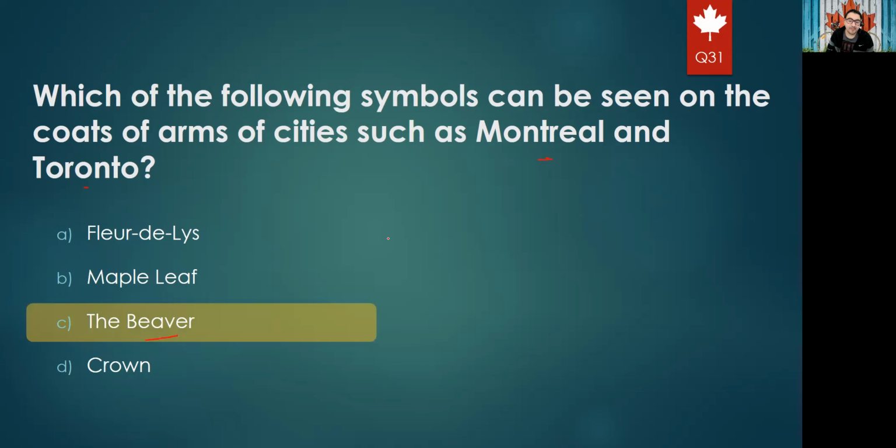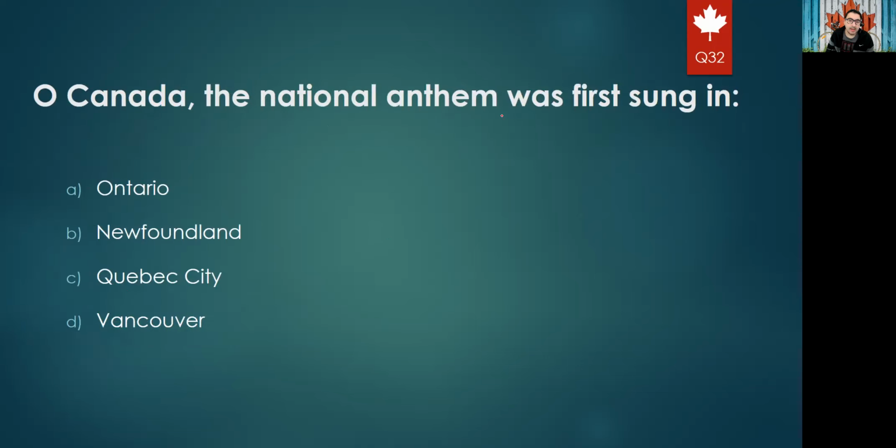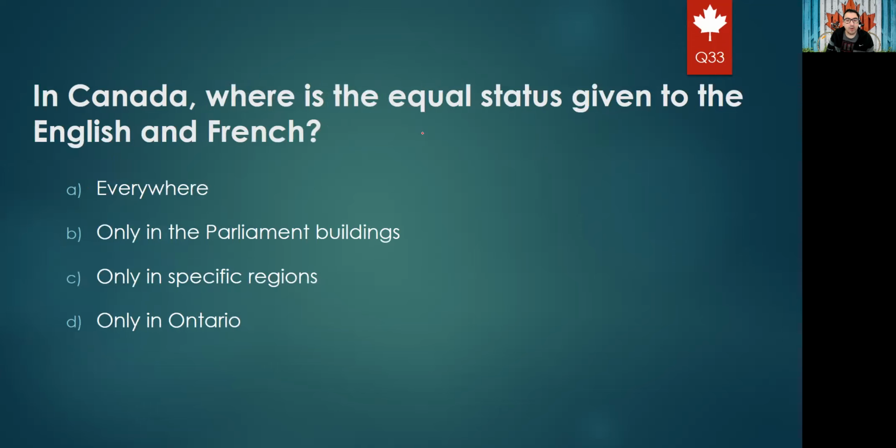Okay. O Canada, the national anthem, was first sung in Ontario, Newfoundland, Quebec City, or Vancouver. Yes, the right answer is Quebec City. In Canada, where is equal status given to English and French? Everywhere? Only in the Parliament building? Only in specific regions? Only in Ontario? Yeah, for sure the answer is everywhere. We know that English and French have equal rights, okay?